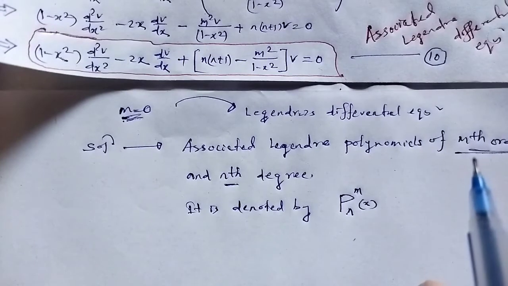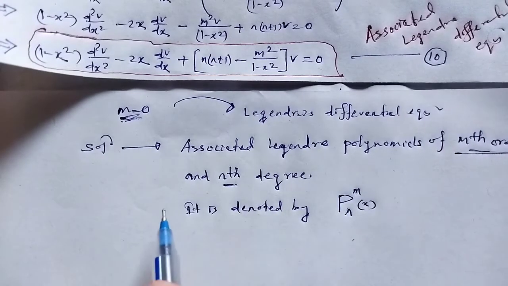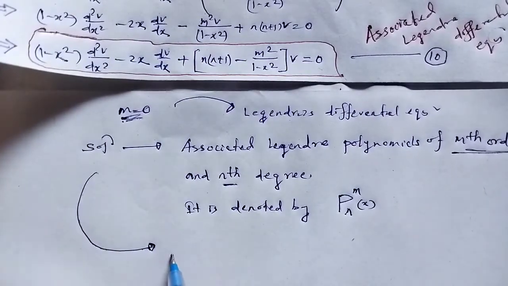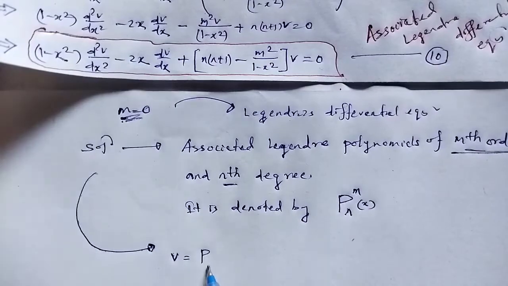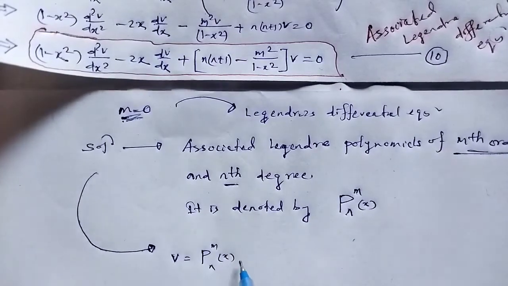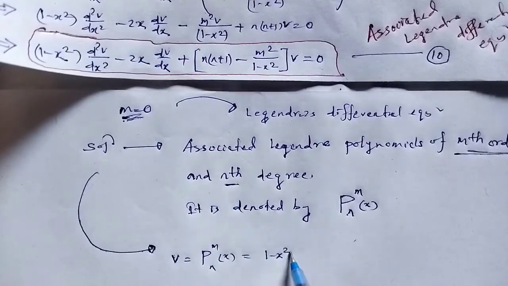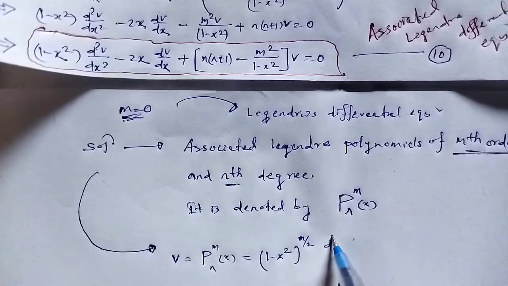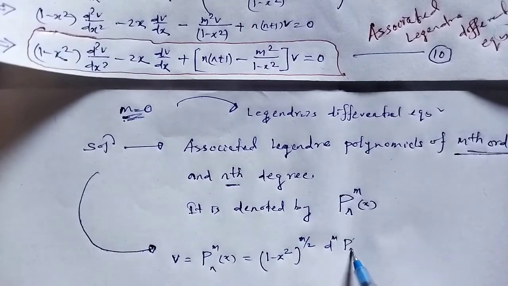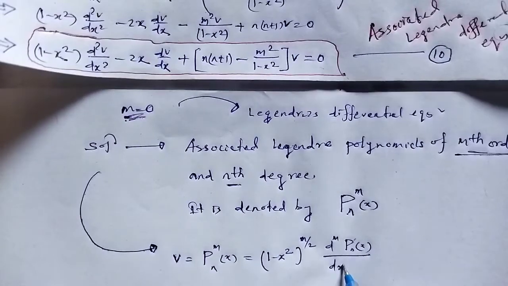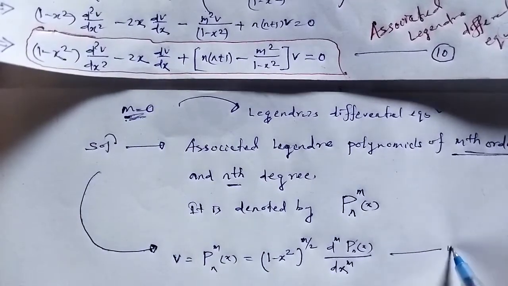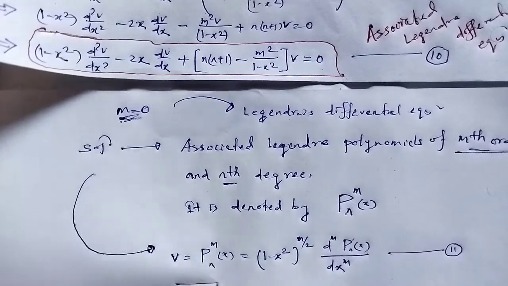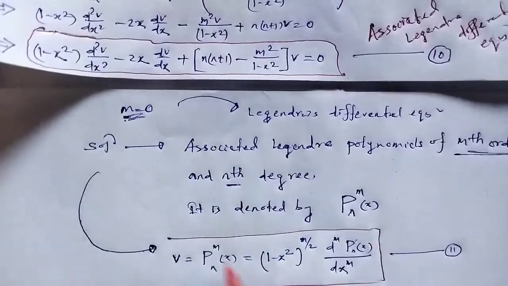Therefore, the solution is written as V is equal to P n m of x is equal to 1 minus x square to the power m by 2, d^m P n x by dx^m, that is equation number 11. This is the solution of the associated Legendre differential equation.